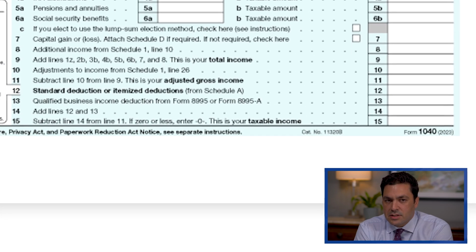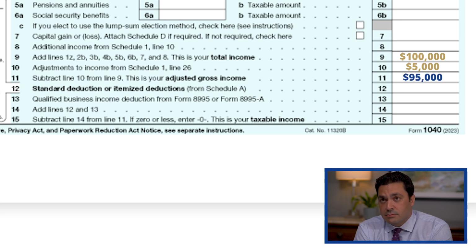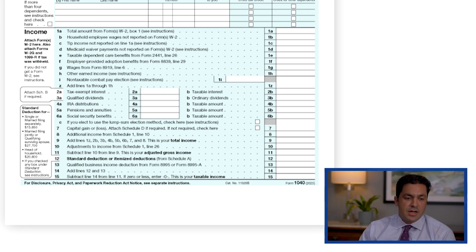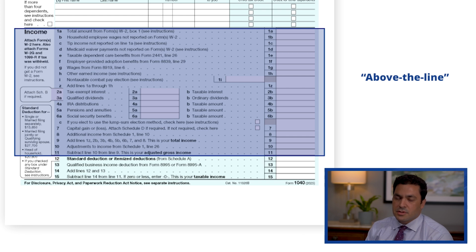Now, from your gross income, you're going to have adjustments. So again, $100,000 a year, adjustments. I put $5,000 into an IRA. That gives you an adjusted gross income of $95,000. So you're going to hear terms like above the line, below the line. Above the line is just gross income minus adjustments gives you your adjusted gross income.